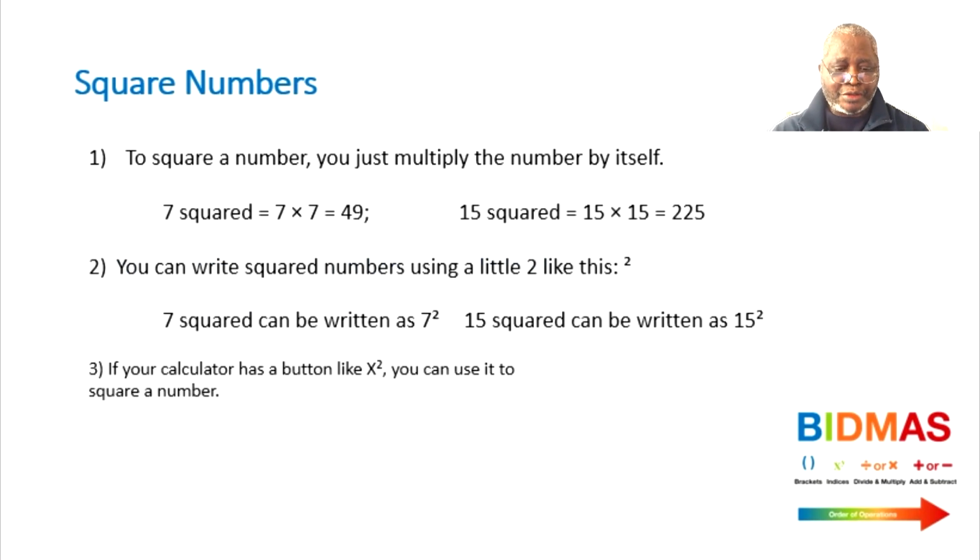Let's look at square numbers now. To square a number, you just multiply the number by itself. So 7 times 7 is 49. 15 times 15 is 225. You can check it out for yourself. You can write squared numbers using a little tool like this. So 7 squared can be written as 7 and a little 2. That is maths language you're writing in now. Okay, maths script. 15 squared can be written as 15 and a little 2.